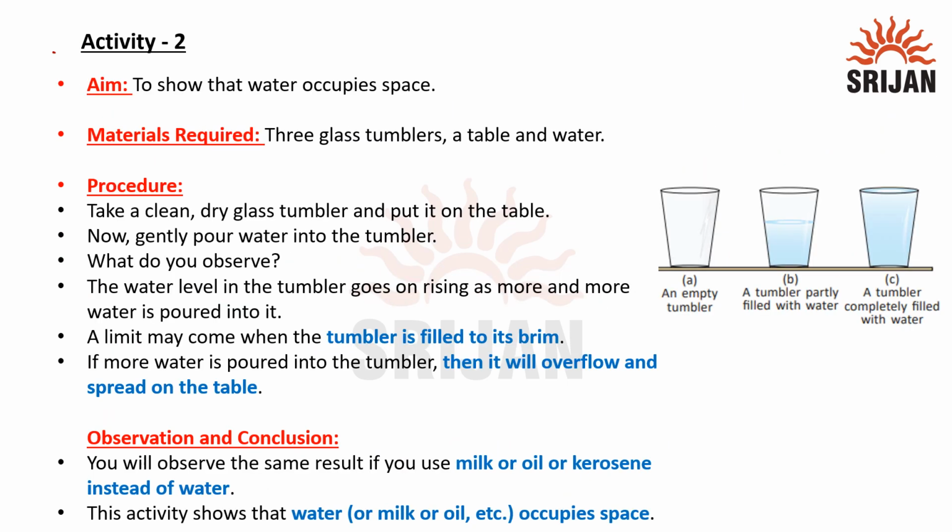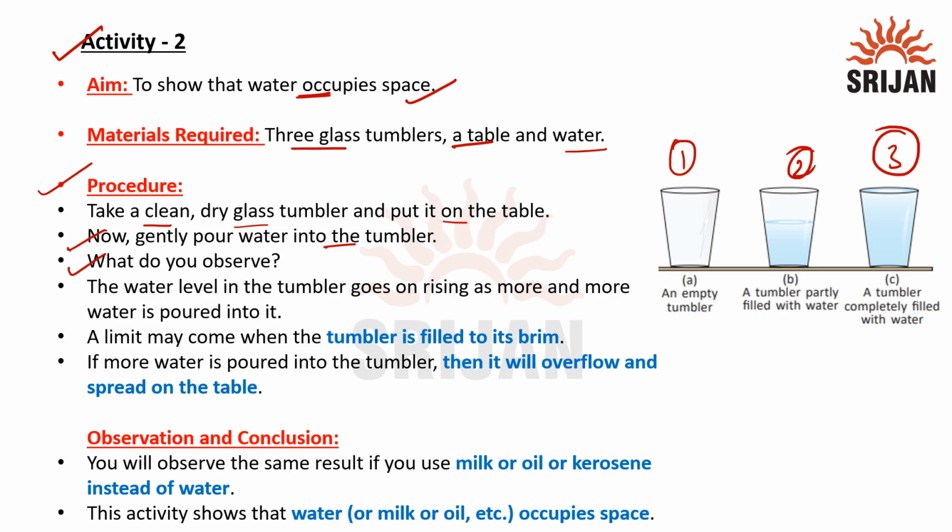Now we will perform the second activity. In this activity we will show that water occupies space. What are the materials required? Three glass tumblers, this is one, this is two, and this is three, a table and water. What is the procedure? First, take a clean dry glass tumbler and put it on the table. Now gently pour water into the tumbler.